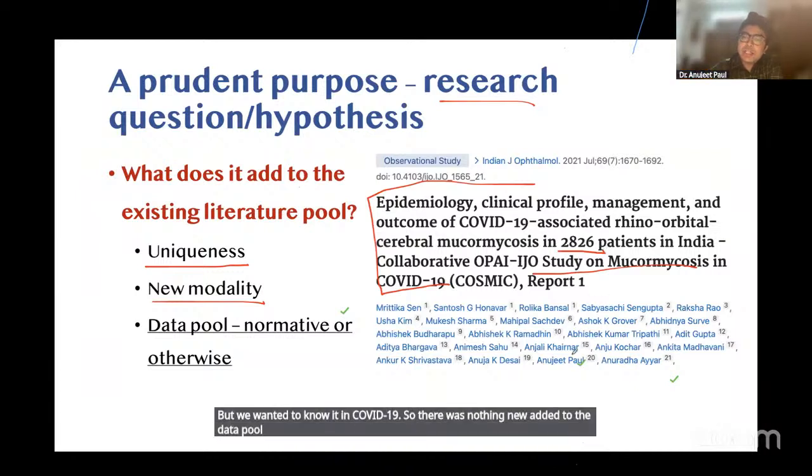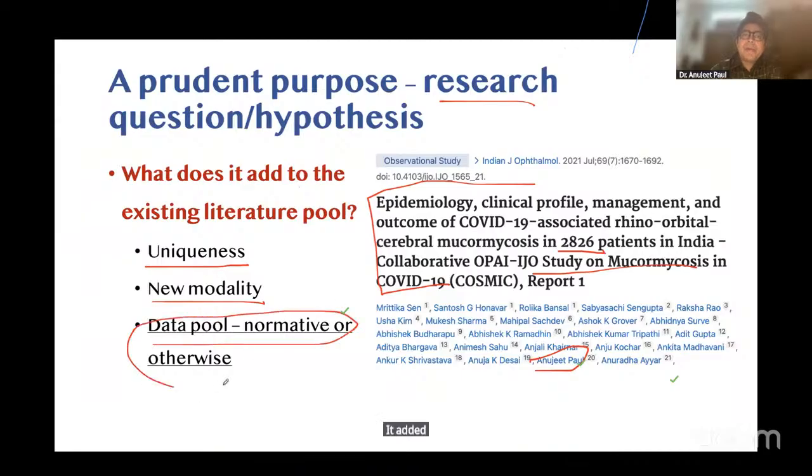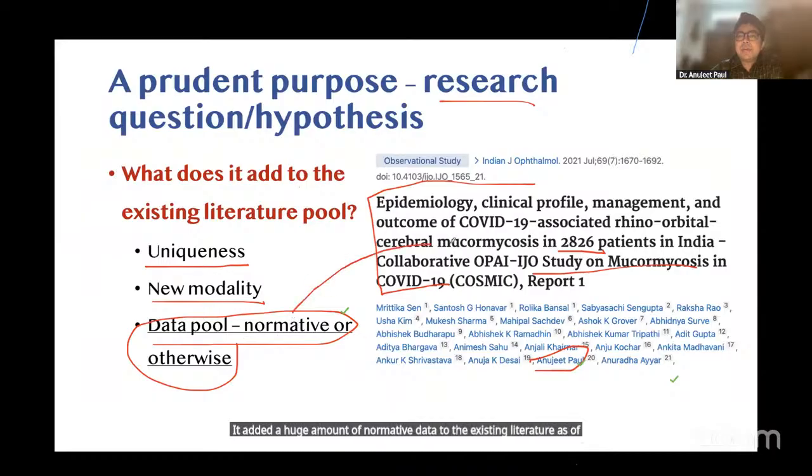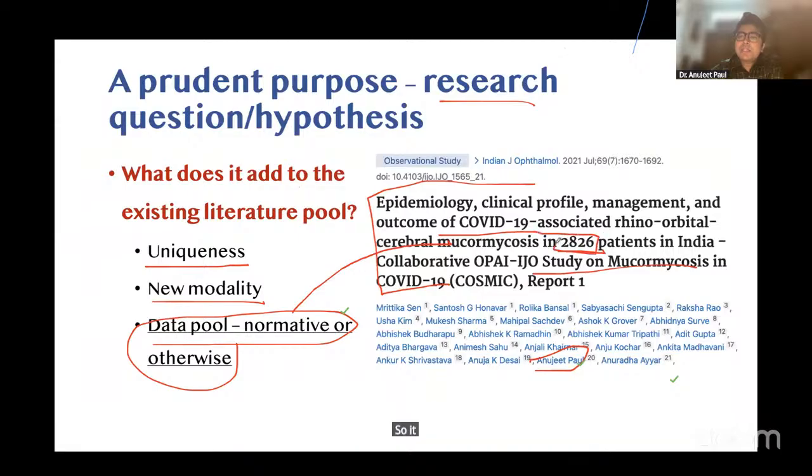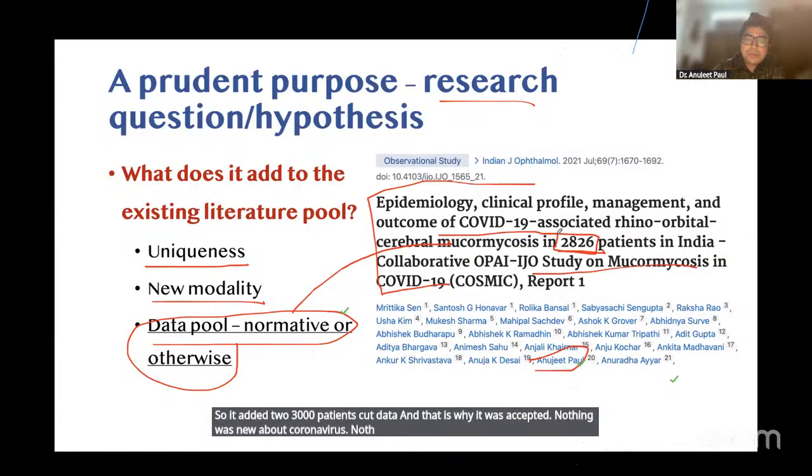The only thing that changed during this study was that it added a huge amount of normative data to the existing literature as of the years 2019, 2020, and 2021. So it added 3,000 patients' data, and that is why it was accepted. Nothing was new about coronavirus. Nothing was new about mucormycosis.